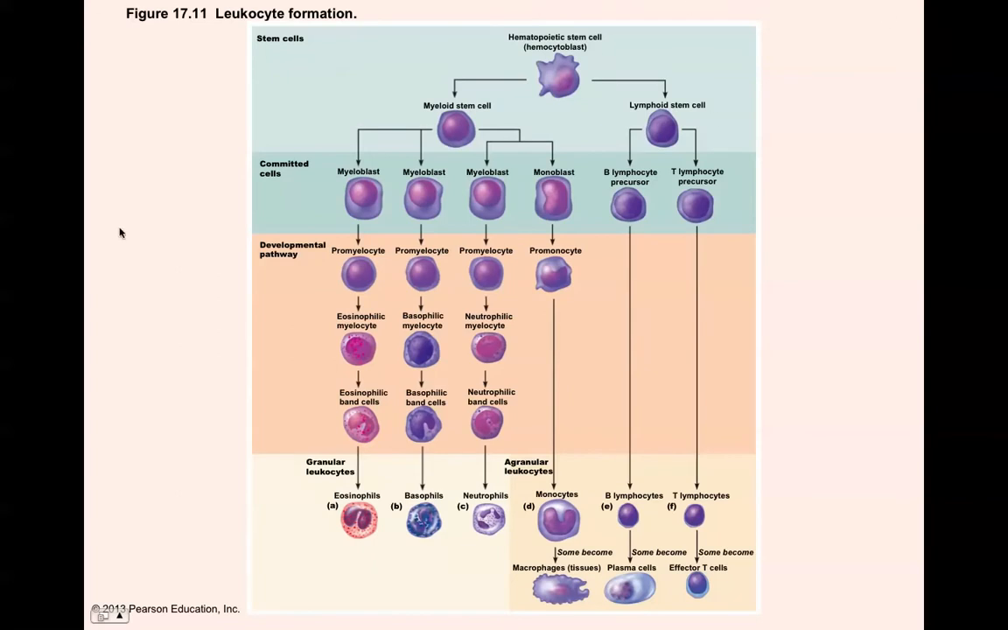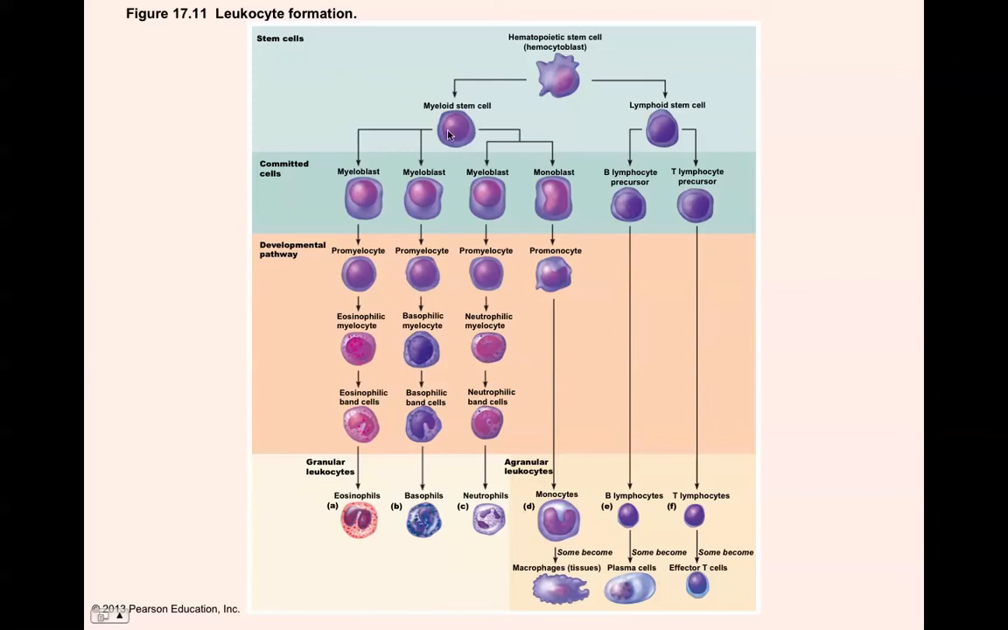And here is a diagram that represents leukocyte formation. Here's your hematopoietic stem cell or hemocytoblast, and there's actually several possible directions that this can go. If it goes to become a lymphoid stem cell, this is going to give rise to the B lymphocytes and then the T lymphocytes down this direction.